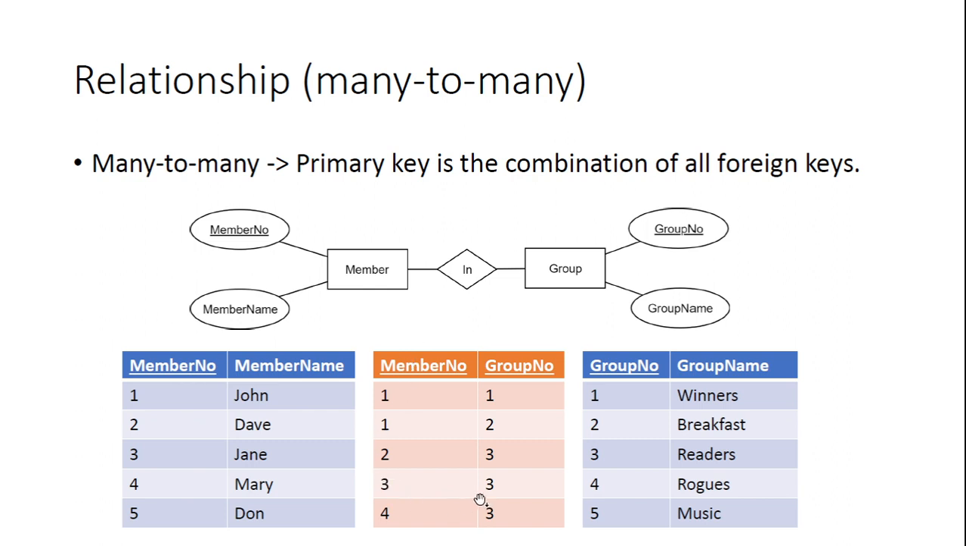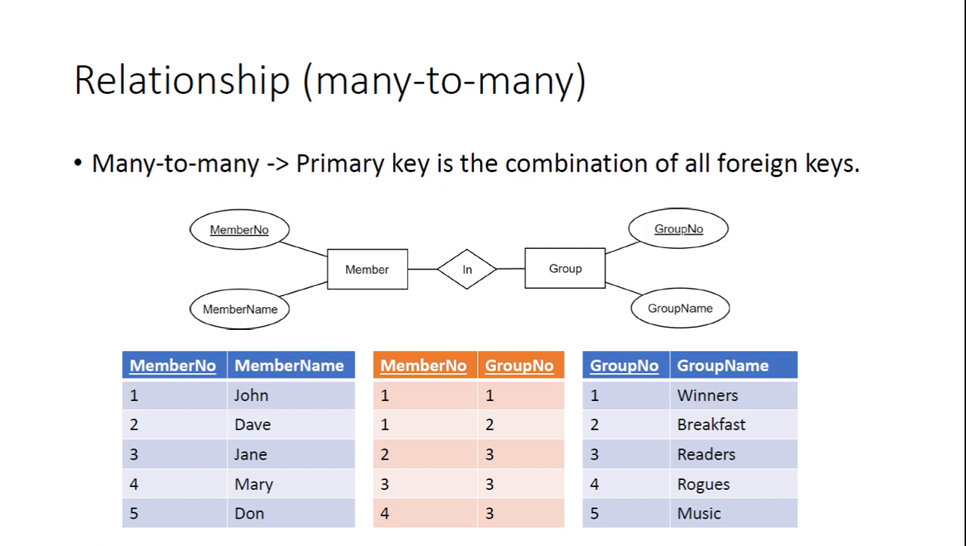If we look at this table and need to decide a primary key for it, we will see that just looking at the member number, there are some duplicates. Just looking at the group number, again, there are some duplicates. So the primary key for this table is going to be the combination of these two attributes. As a tuple, the two attributes together do not repeat. For 1, 1, we do not see any other 1, 1 entry in this table. For 1, 2, we do not see any other 1, 2 entry. So as a tuple, these two attributes are going to become our primary key for this table.